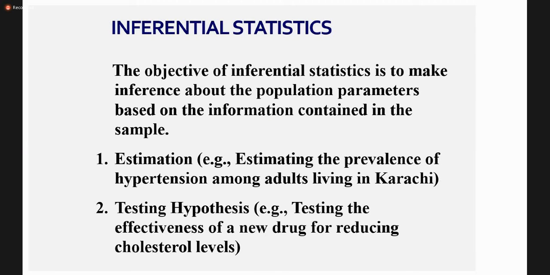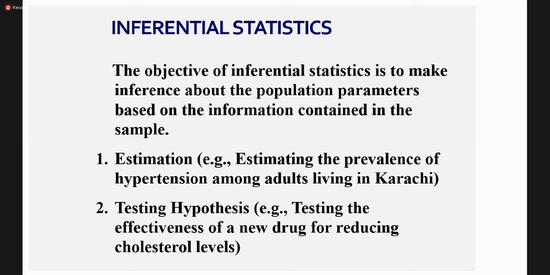So here we have an example of estimation for inferential statistics, that we can estimate the prevalence of hypertension among adults living in Karachi. Do we know what the population of Karachi is? Say 2 crores, 20 million. Do we know what percent of the adult population is hypertensive? We don't know. So can we estimate that? Yes. How? Should we go for all the adult population in Karachi?